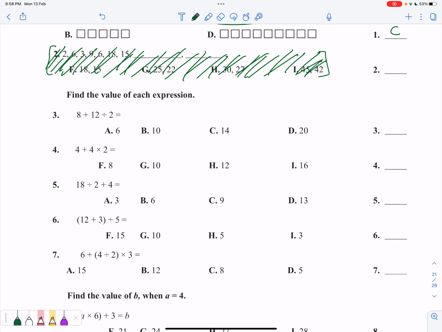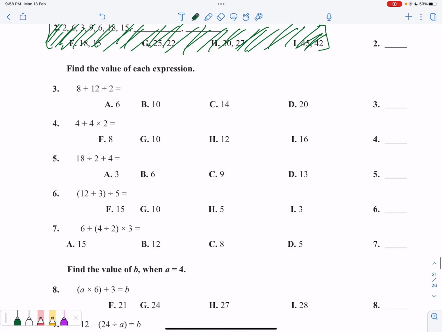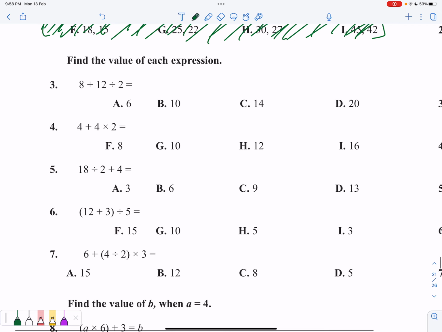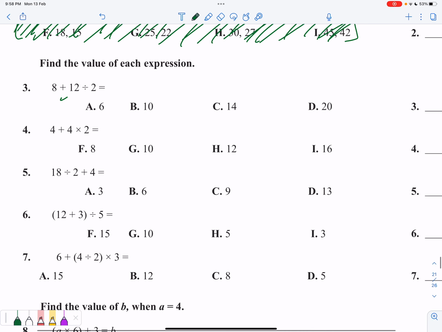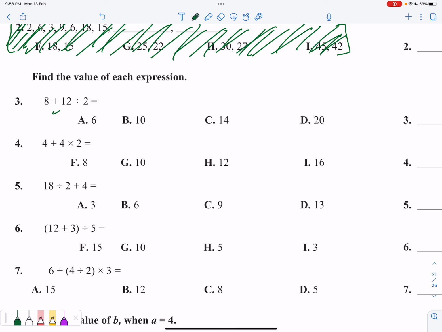Find the value of each expression. We have expressions. We need to evaluate each one of these expressions, to find the answer for each. When we have questions like these, this means that we should use the order of operations. Let's remember that with the order of operations, we must always start with parentheses. Next, we should do the multiplication and division. And lastly, we should do the adding and subtracting. So we should always follow this order. Remember, this is the order of operations.